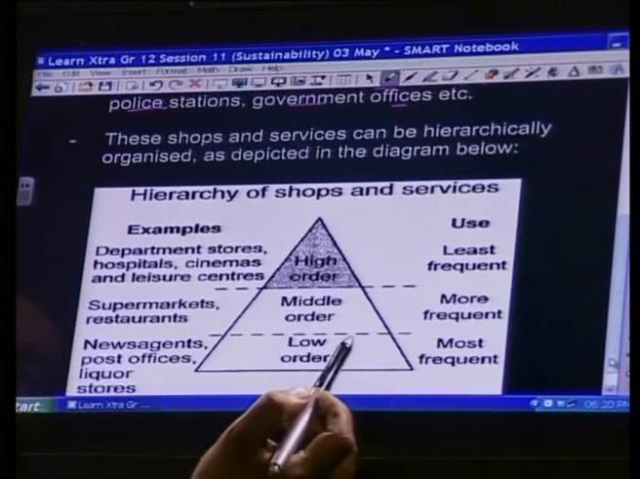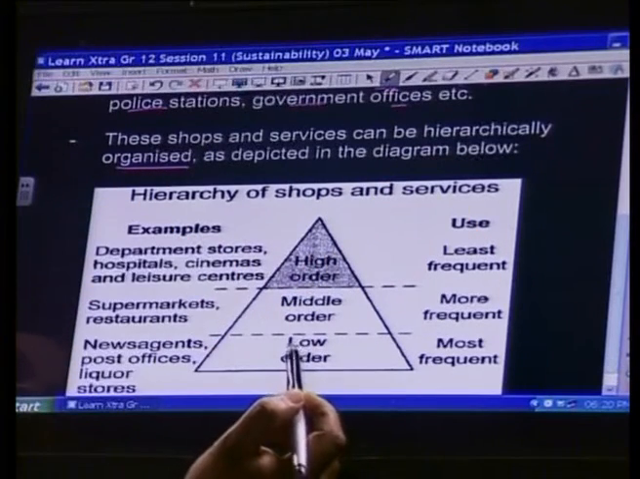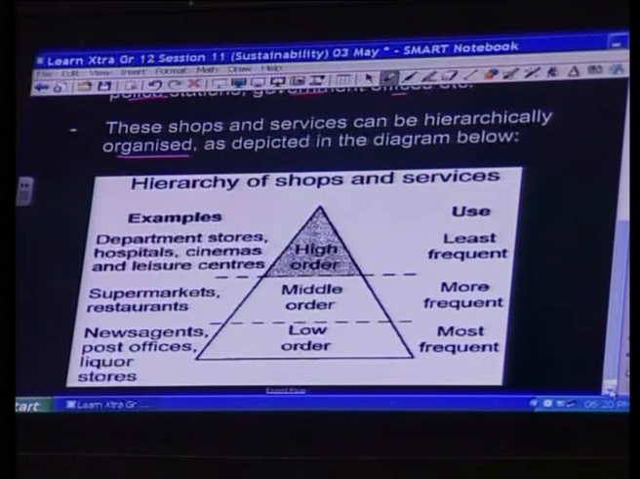These shops and services can be hierarchically organized as depicted in the diagram below. Let's look closely at the representation of these shops and services in our hierarchy. We've previously made the distinction between a high order and a low order service. What this concept introduces is how these are packed and arranged according to the different settlements.